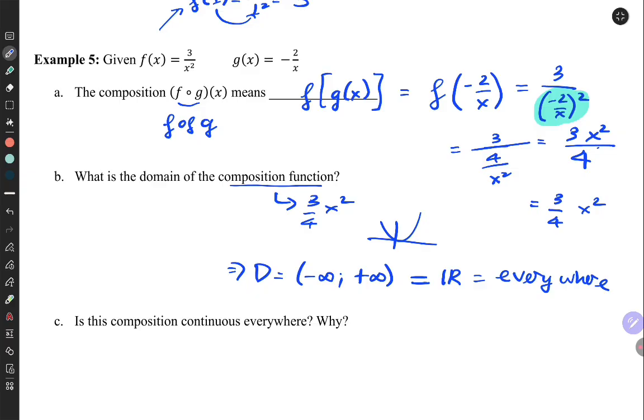Is it continuous everywhere? Not really, because this is a composite function. If f by itself is this, then yes, that is a polynomial, quadratic, continuous everywhere.